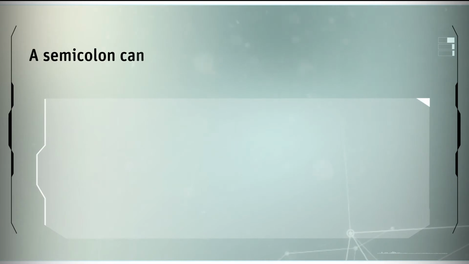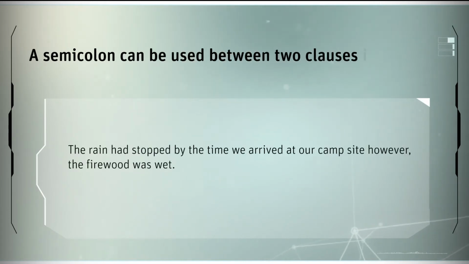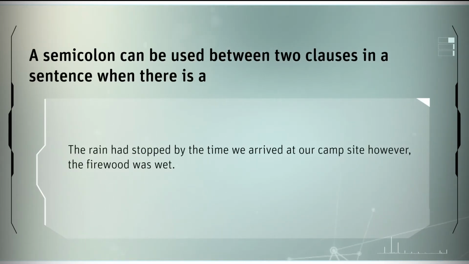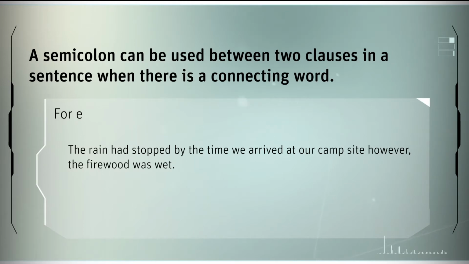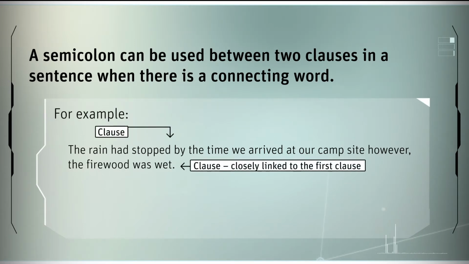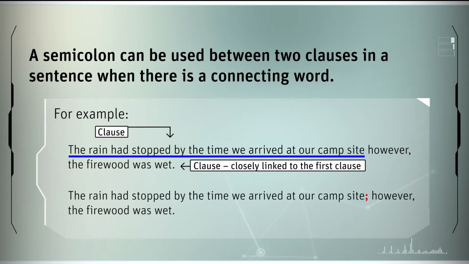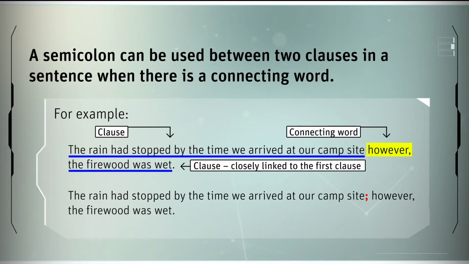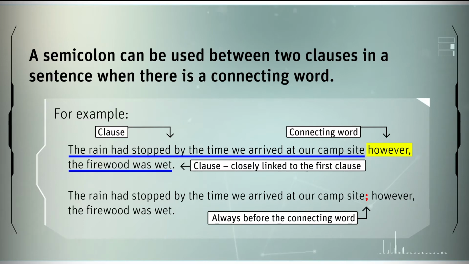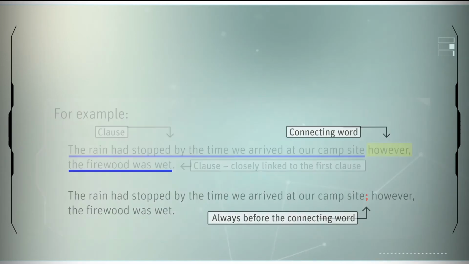A semicolon can also be used between two clauses in a sentence when there is a connecting word. For example, the clauses in this sentence are: the rain had stopped by the time we arrived at our campsite, and the firewood was wet. The connecting word is however. A semicolon should be placed before the connecting word.